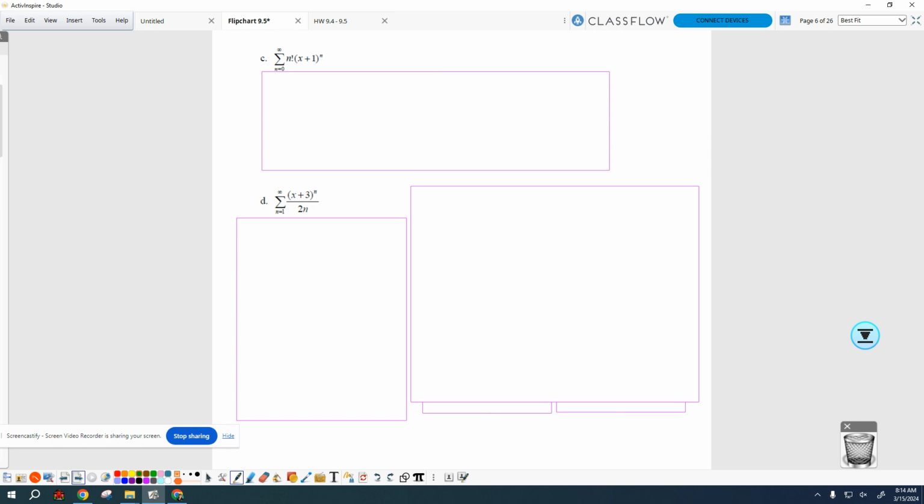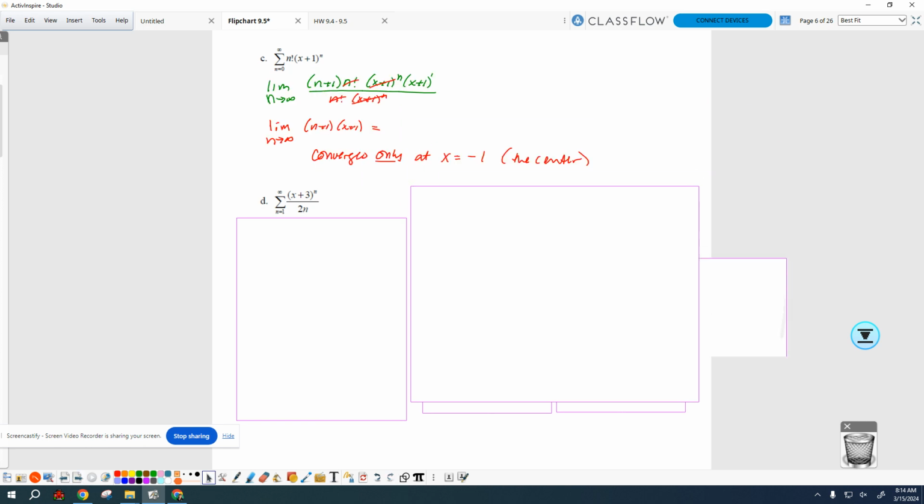Second part, this is the same one. Okay, part D, you're going to get n's. So this one, do the ratio test and check the endpoints.